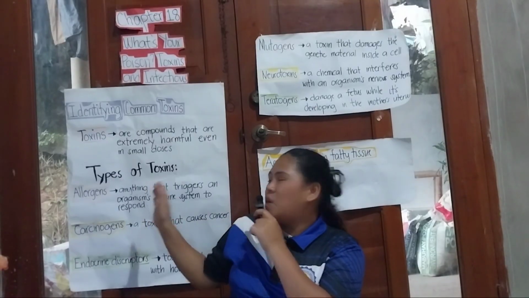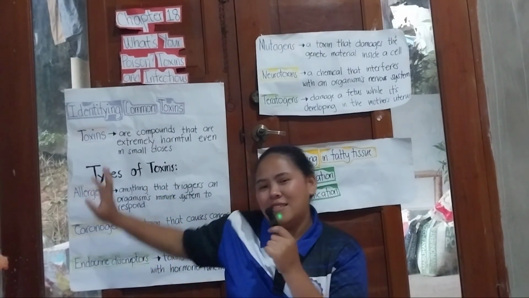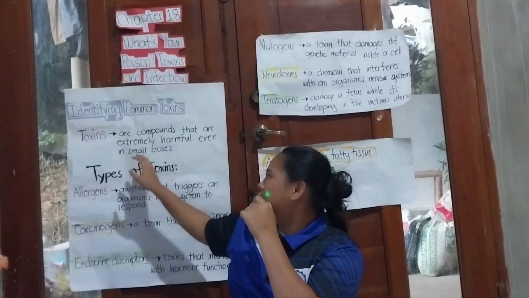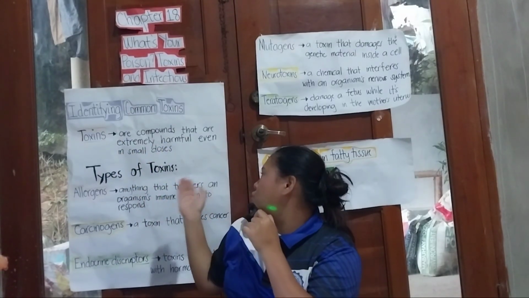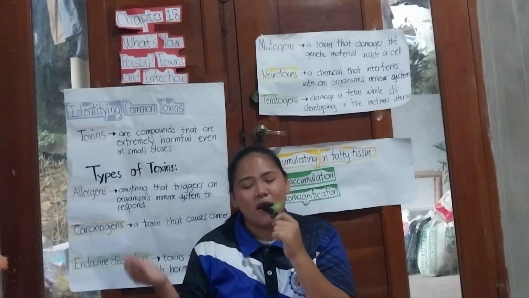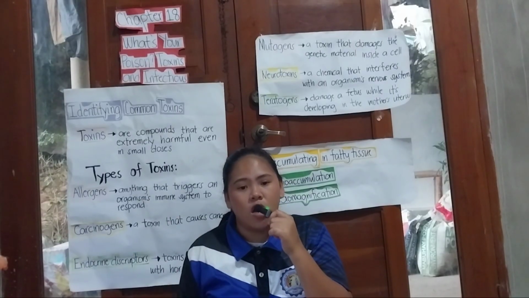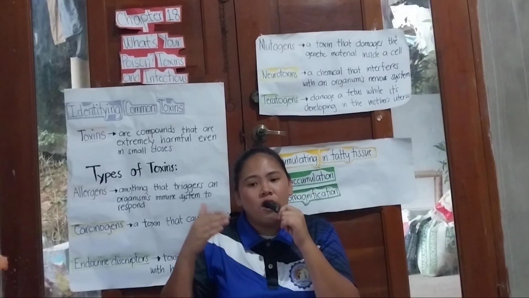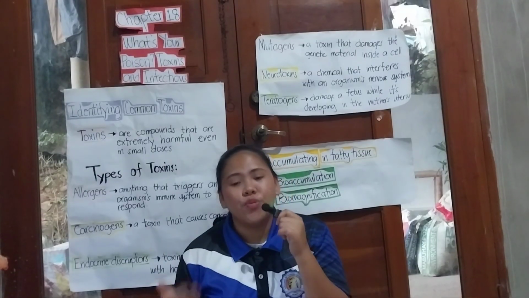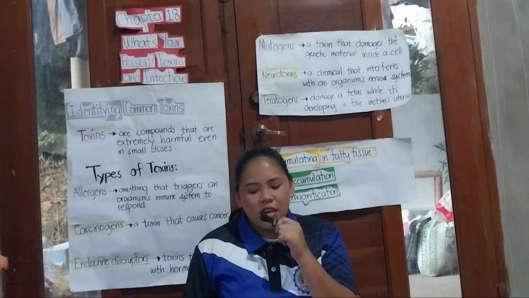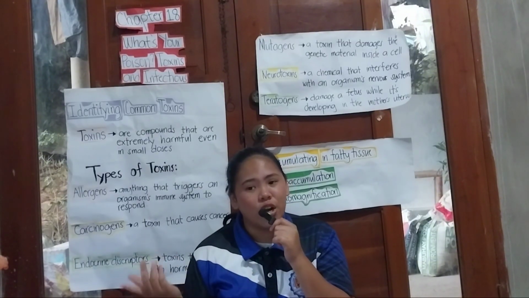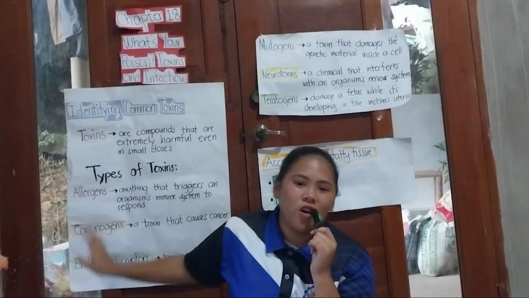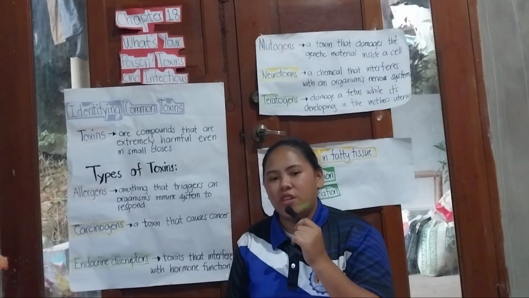So, now let's proceed to identifying common toxins, or let's go to what are toxins. So first one here we have toxins. Toxins are compounds that are extremely harmful even in small doses. Toxins are substances that can cause serious harm or even death. Even in small amounts, they usually damage cells and interfere with normal body function. And scientists who study toxins are called toxicologists.